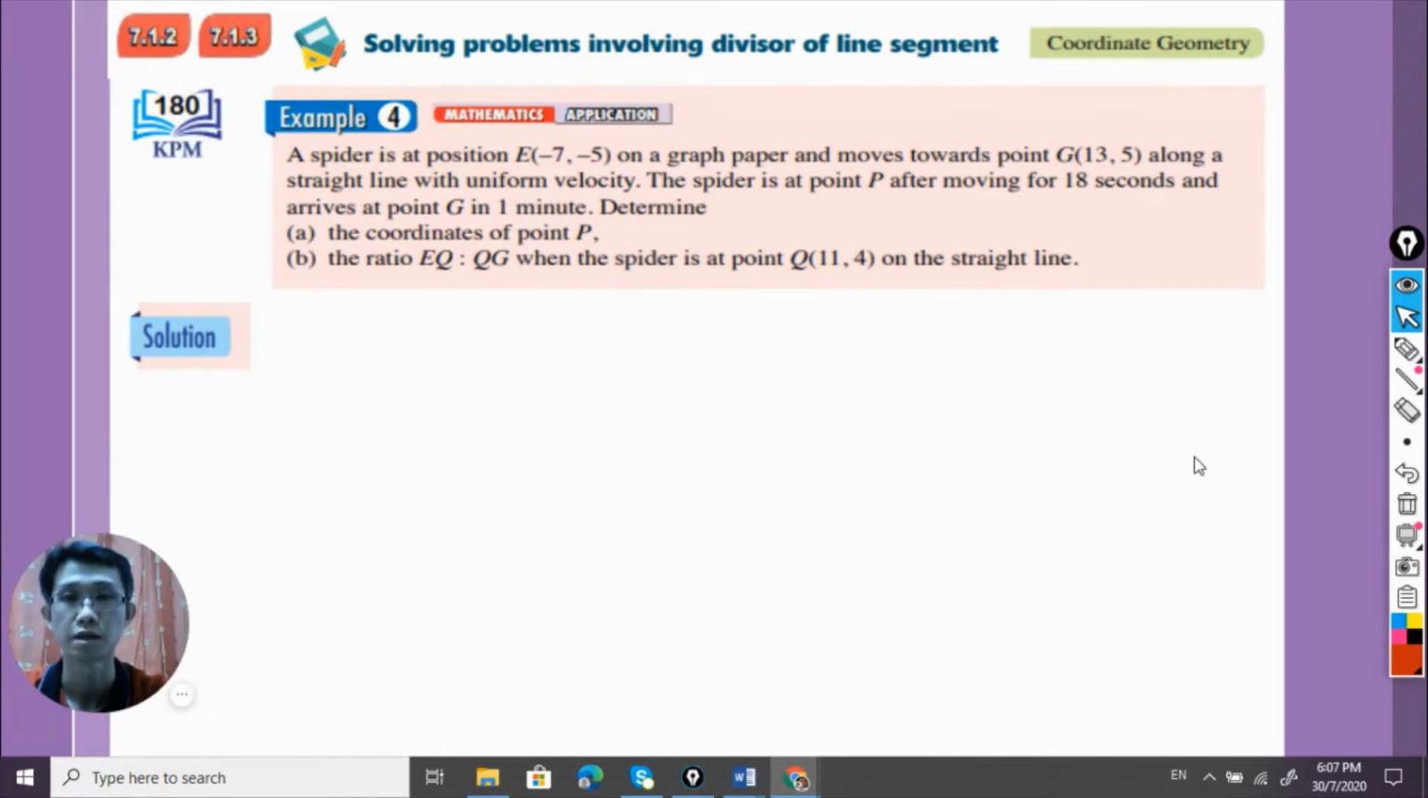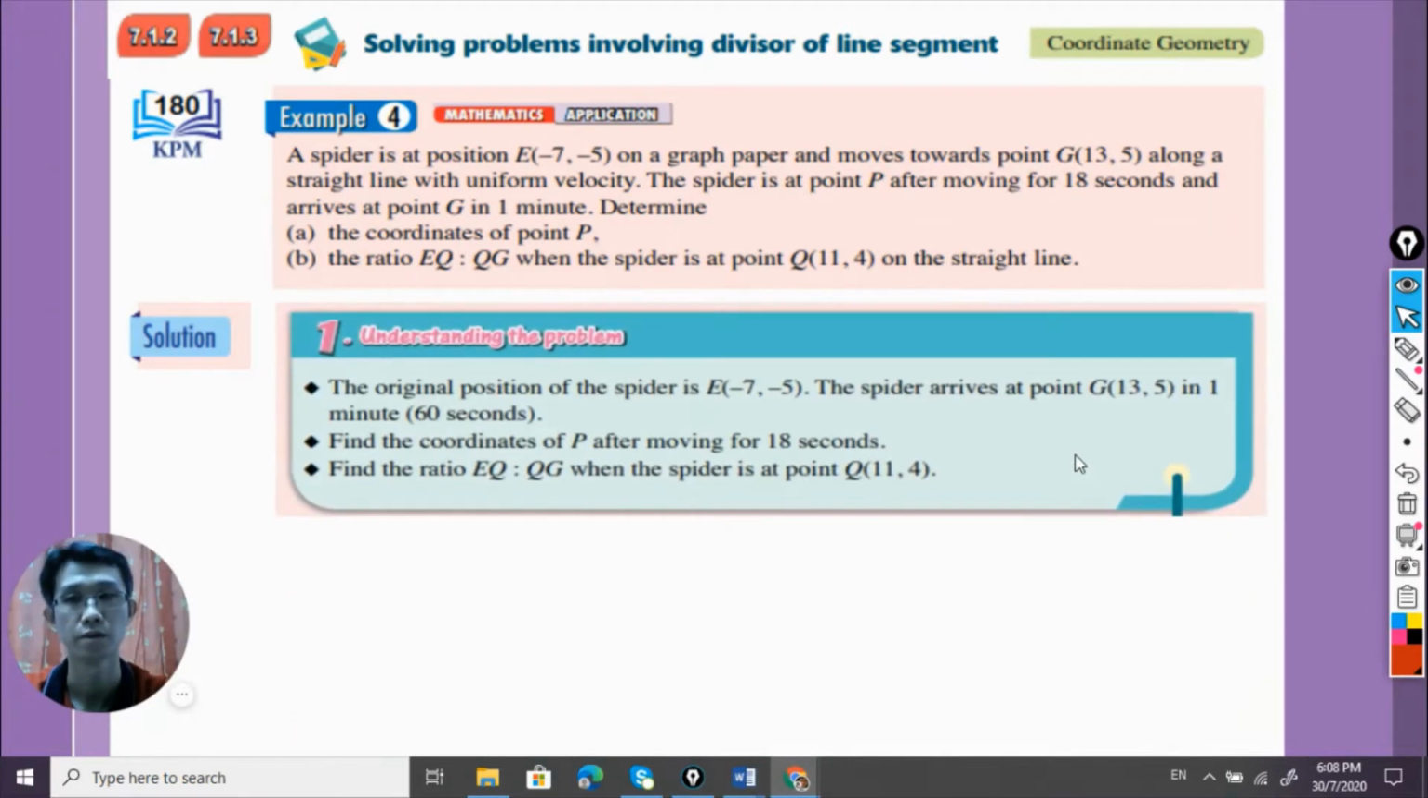Now, in this problem, we are given a situation where a spider is at position E(-7, -5) on the graph paper and moves towards point G(13, 5) along a straight line with uniform velocity. The spider is at point P after moving for 18 seconds and arrives at point G in 1 minute. Determine A, the coordinates of the point P, and B, the ratio EQ to QG when the spider is at point Q(11, 4) on the straight line.